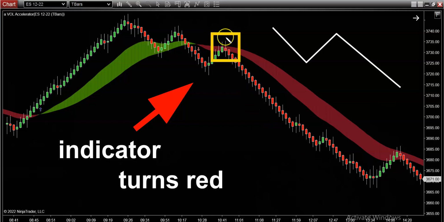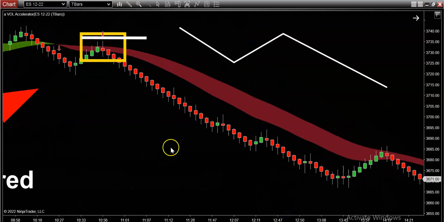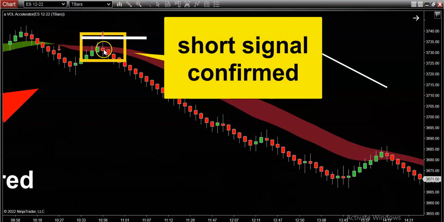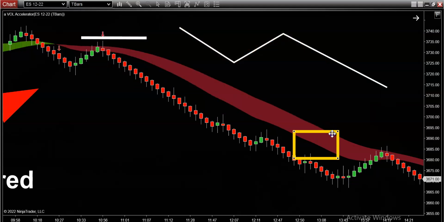As soon as I see this red bar close, boom, I'm going to look to open a potential short trade. I'm then going to look to place my stop loss 1 or 2 ticks above this bar's high. And folks, you can see how the market played out. This was our potential short location in the chart, and the market did nothing but take an absolute dump for 300 ticks.